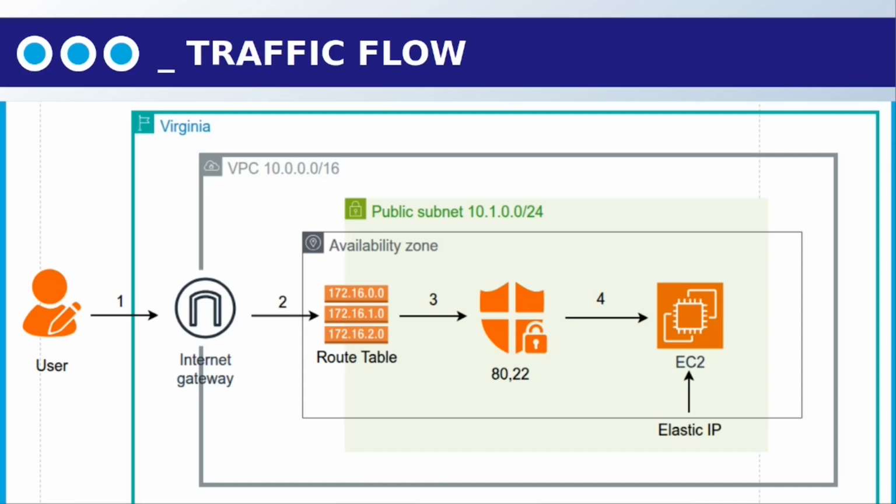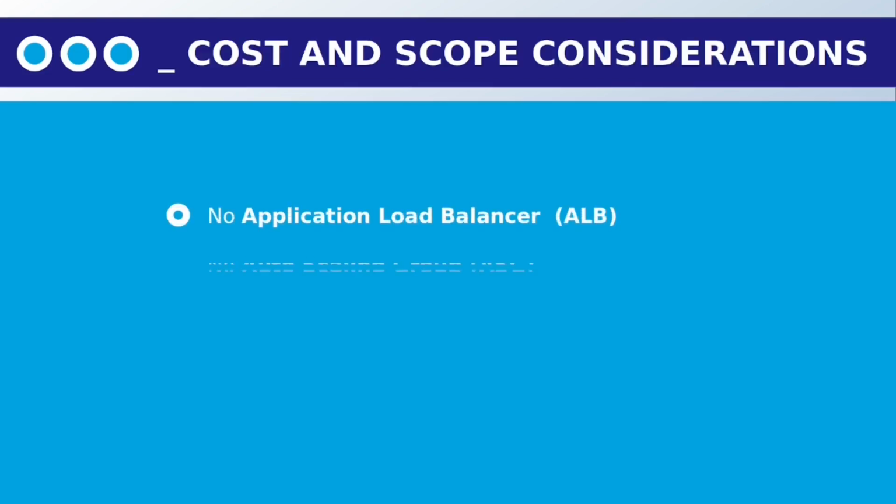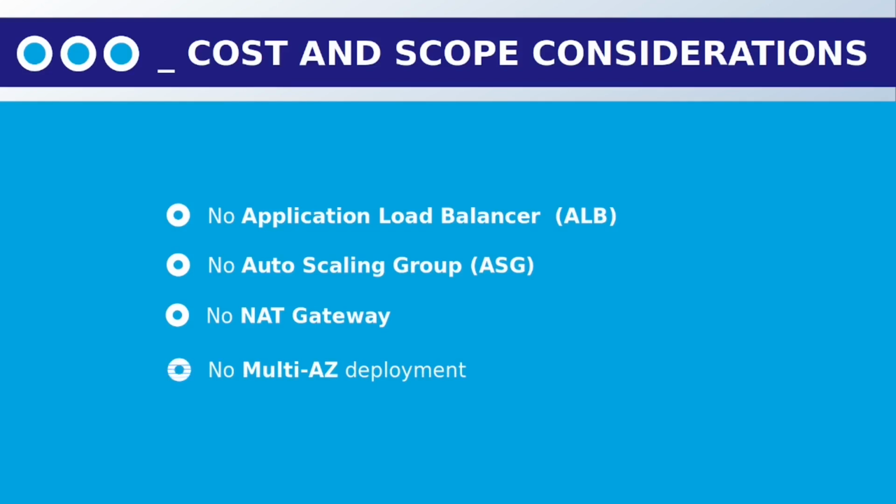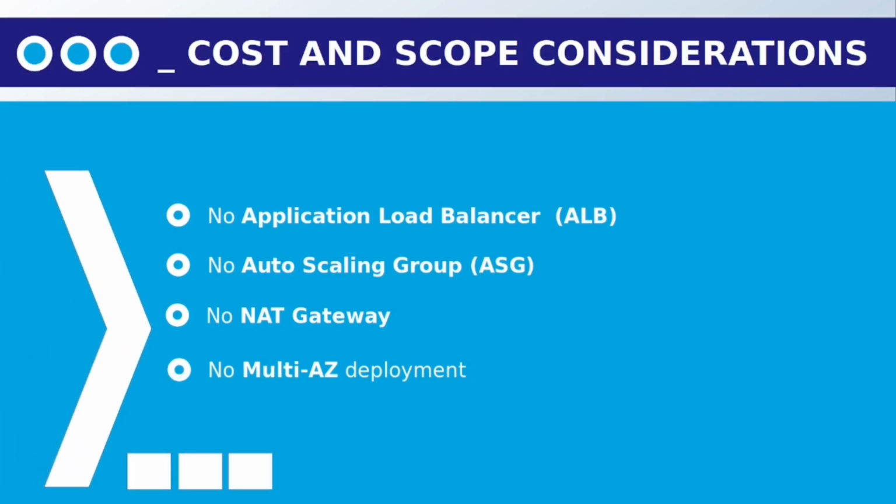Why each component is required. This is very important. Cost and cost consideration. To keep things simple and affordable, we intentionally exclude advanced services. First, no load balancer. Why? Only one EC2 instance. No need to distribute traffic. Next, no auto scaling group. Why? Traffic is low. Scaling is not required.